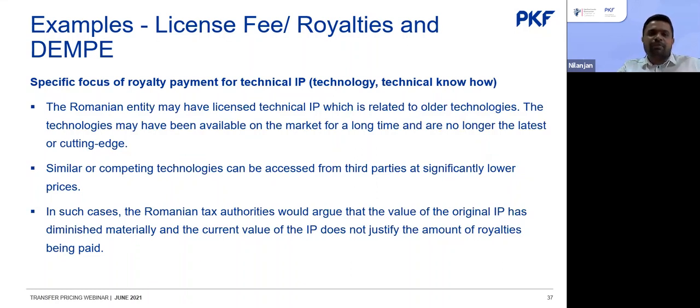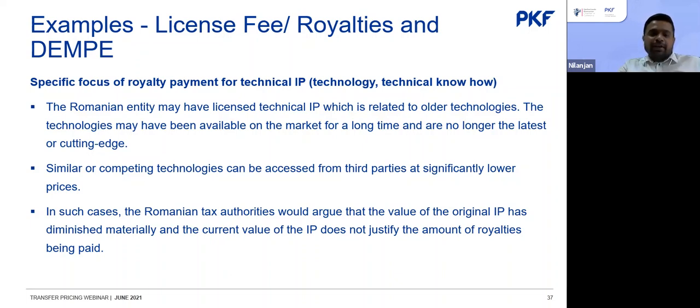Let's take an example with specific focus on royalty payment for technical IP. The Romanian entity might have licensed technical IP which relates to older technologies. But these older technologies are no longer providing you with the latest or cutting edge. The tax authorities might say you can get similar or competing technologies from third parties at a significantly lower price. So why are you still paying your parent or your affiliate for the technical IP, which is no longer providing you with the cutting edge?